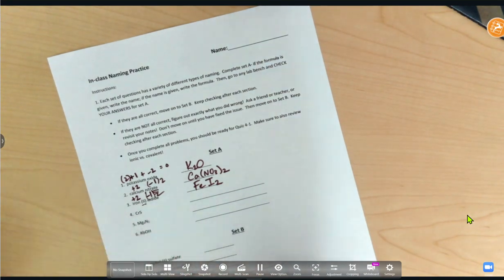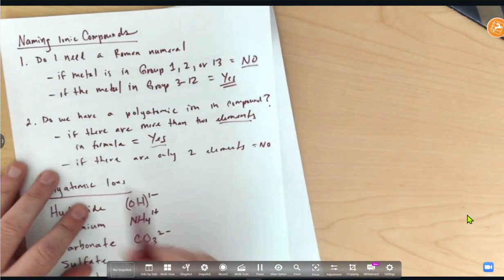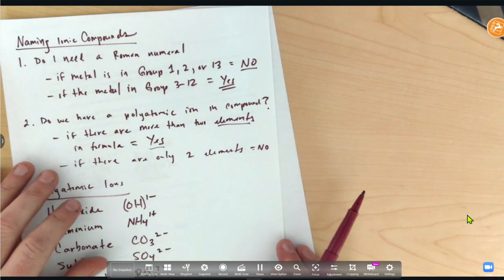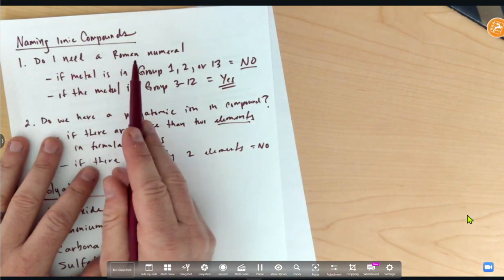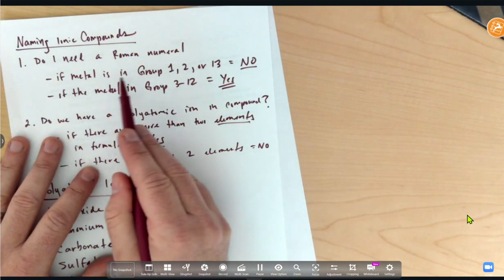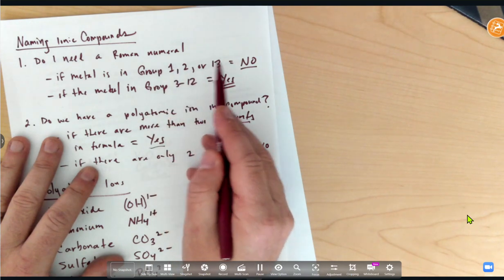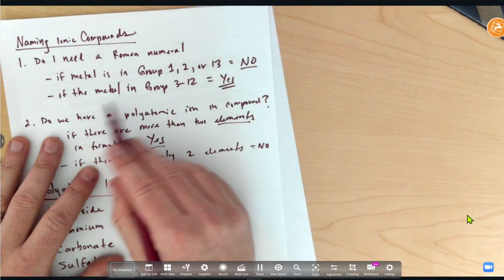All right, so now we're going to naming. When we're naming, we have to ask these questions. The first question: do I need a Roman numeral in the name? If the metal's in group 1, 2, or 13, we don't. If it's in groups 3 through 12, we do.